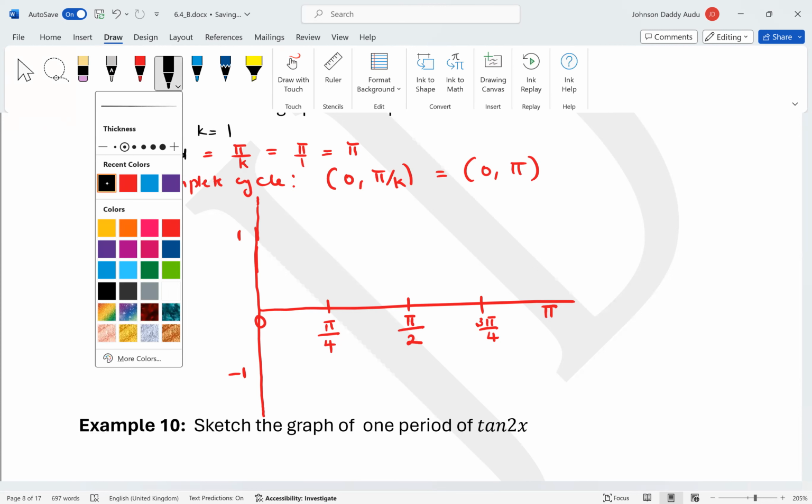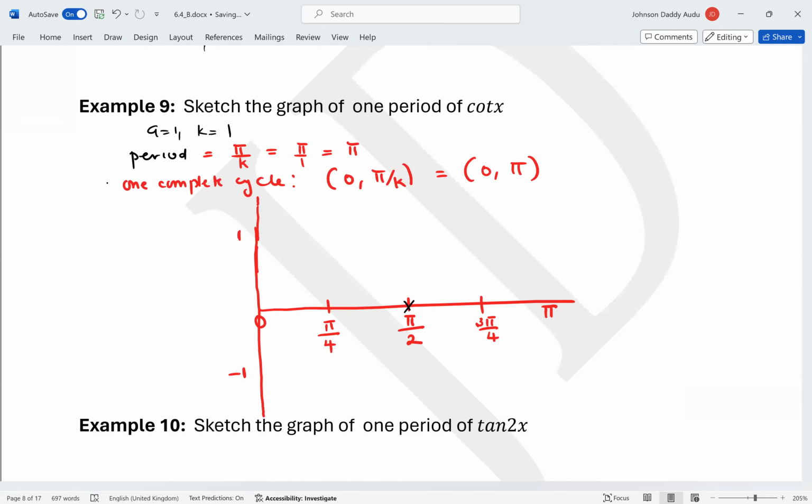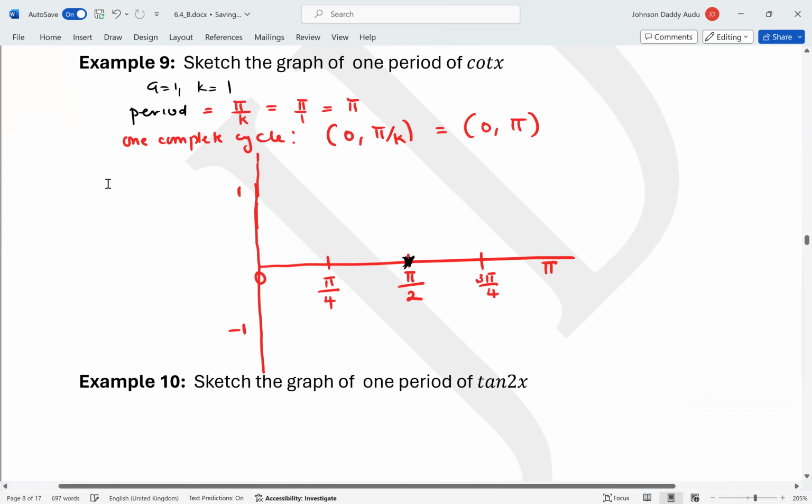So you see the 0 will be from where? Here. This is the x-intercepts. Yes, then when you go to the what? When we go to the right, in the case of tan, we go to 1, but in the case of cotan, we should go down. And why is it like that?